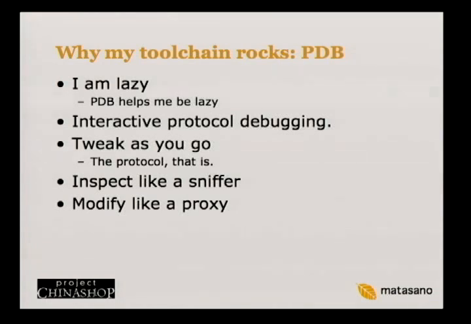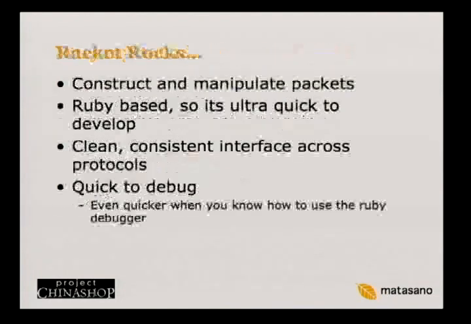I want to tweak things as I go and not think too hard about things, and basically inspect like a sniffer and modify like a proxy, right? But do it all in one package and do it really simply. And then, after that, take the stuff that Dino wrote and that I merely kind of work with and integrate it. Synergize it. And make it so that I can construct and manipulate packets in a clean, coherent manner using a language that's general purpose, right?